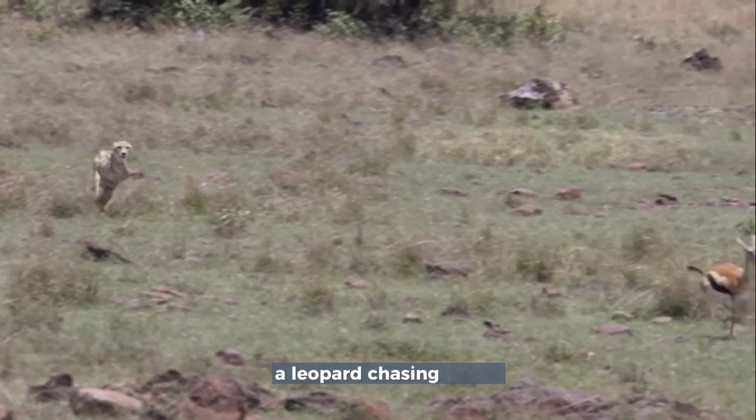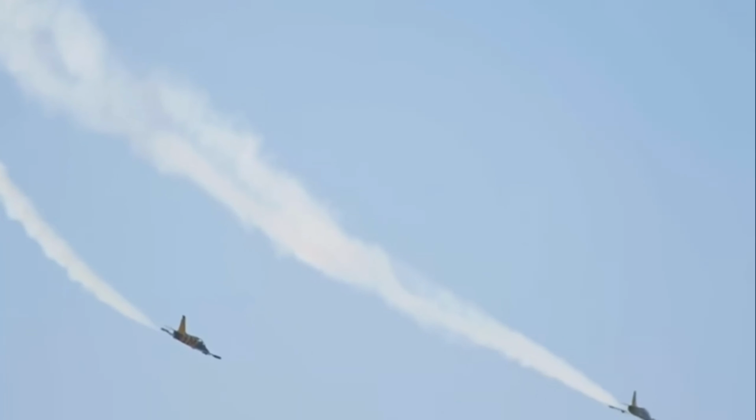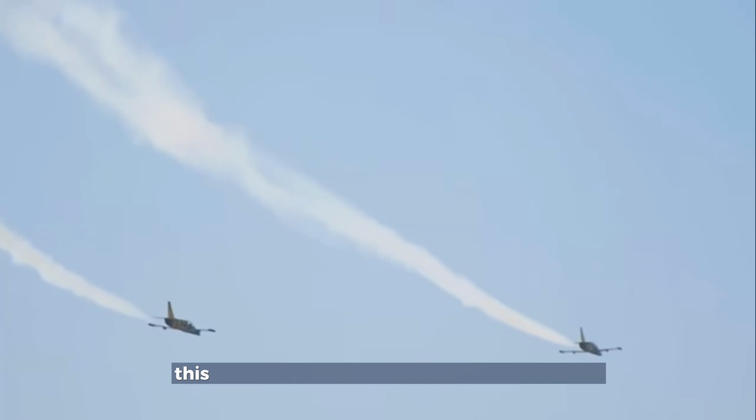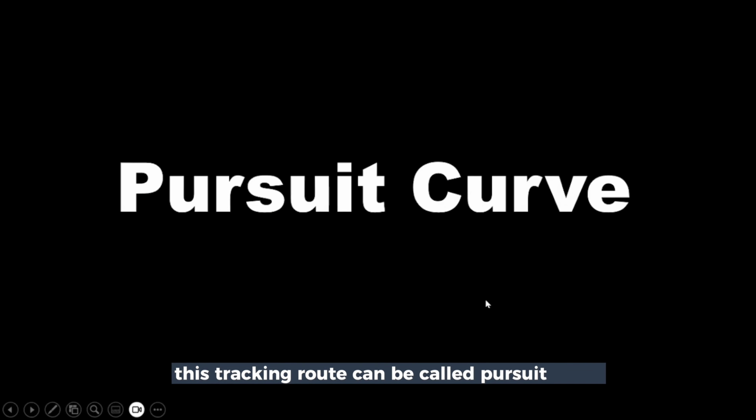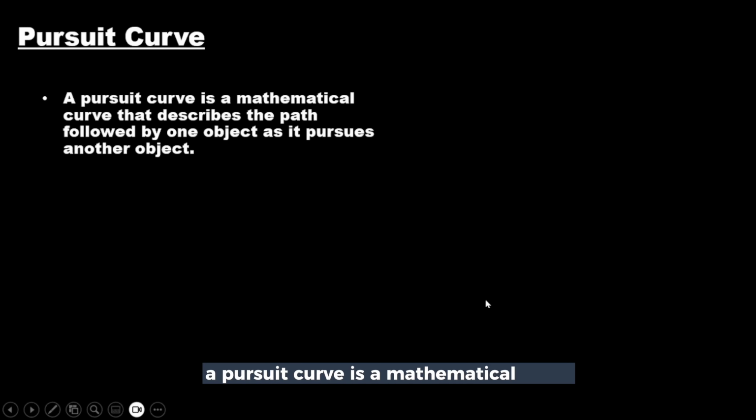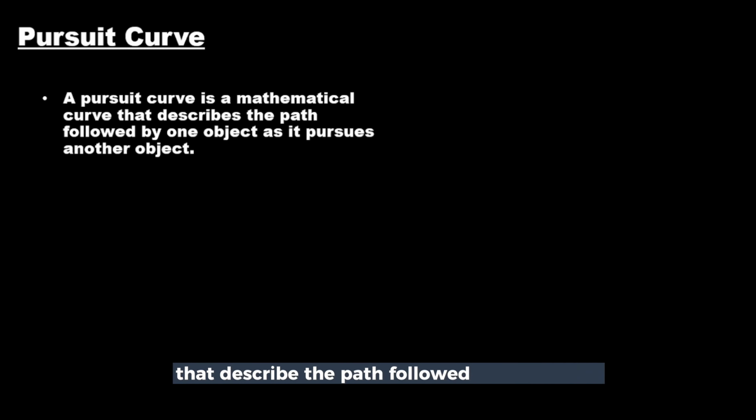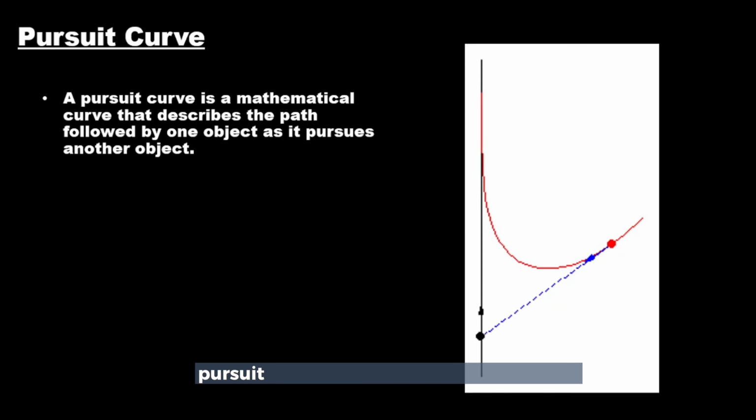A leopard chasing a deer. An aircraft chasing another. These tracking routes can be called pursuit curves. A pursuit curve is a mathematical curve that describes the path followed by one object as it pursues another object. A pursuit curve is shown in this animation.